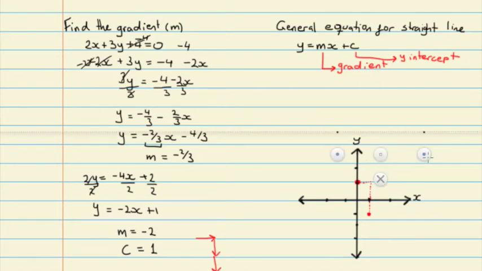What I'll do now is connect those 2 points, like so. So this is what my line will look like for the equation y equals negative 2x plus 1, or f(x) equals negative 2x plus 1.